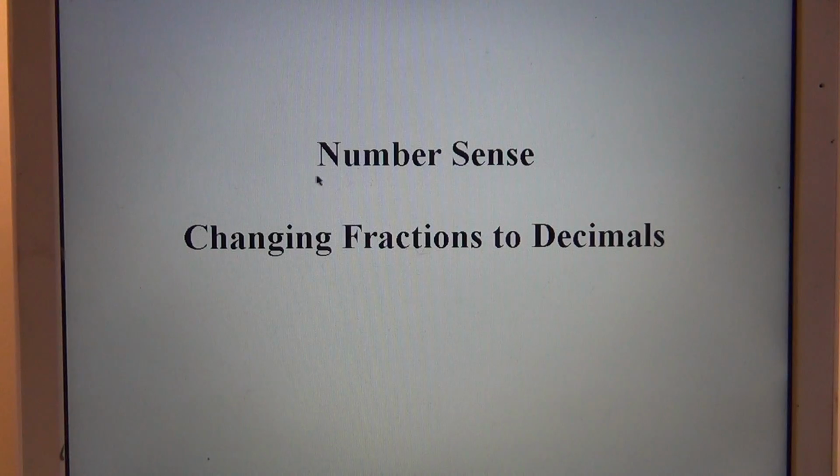We are dealing with the strand which is called number sense. Remember there are I think 5 or 6 different strands. One is measurement and geometry and others algebra, but this one is called number sense. And the skill that we're going to deal with today is changing fractions to decimals.